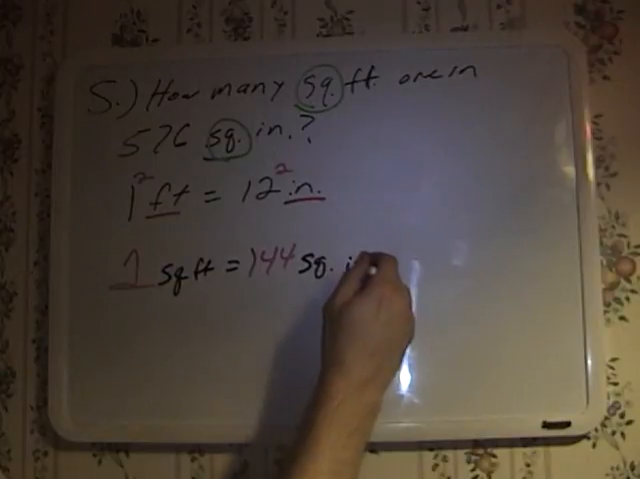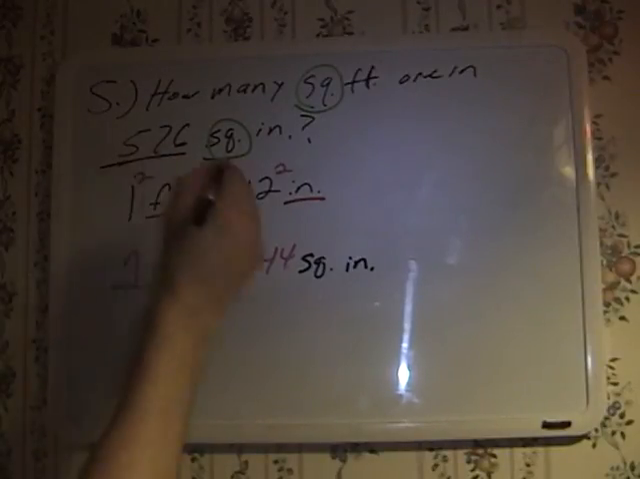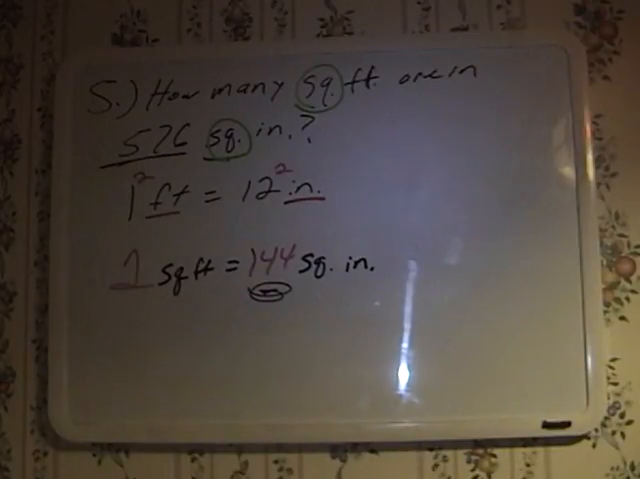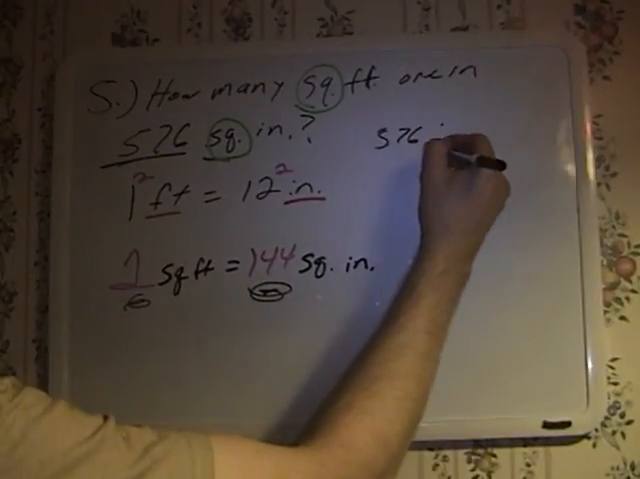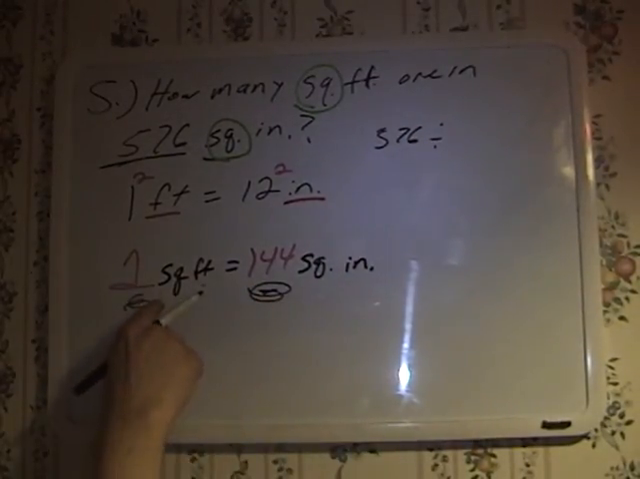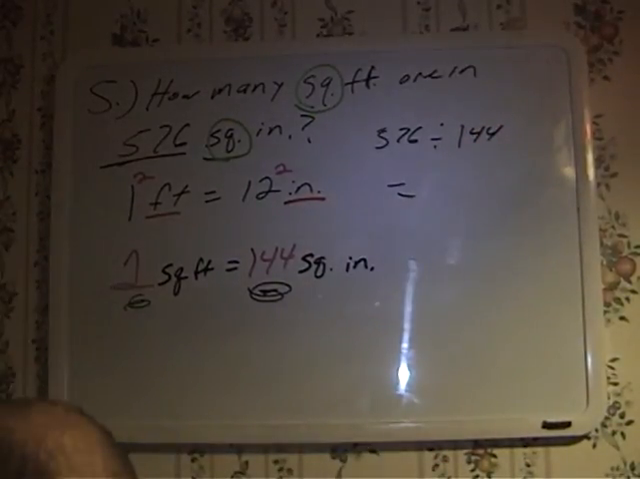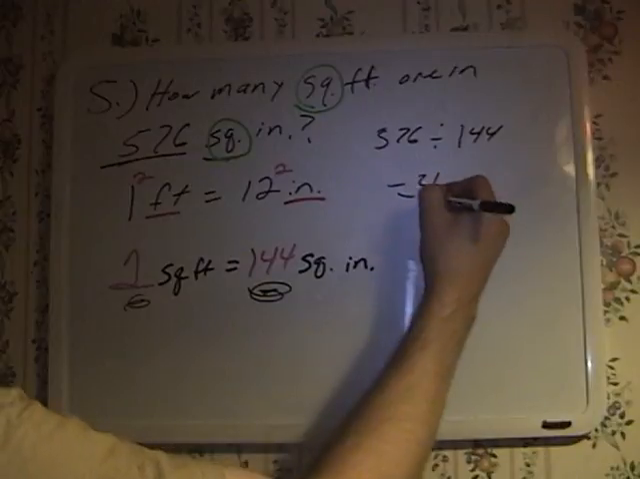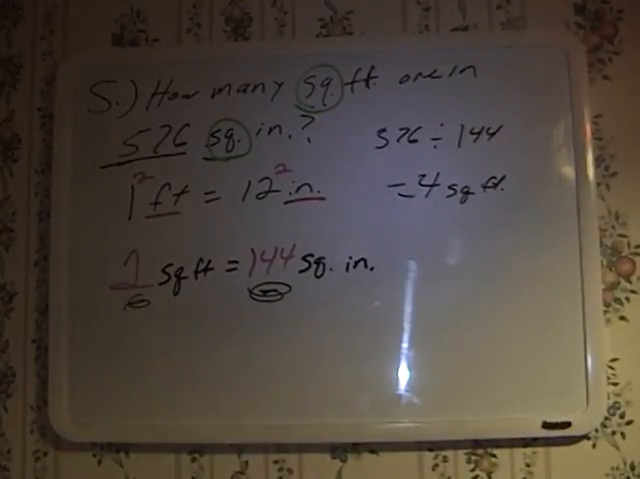So now we have to look up here and say, okay, we have 576 of these. And we want to know how many of these we have. What you do is you take 576, divide it by however many of these you have in one of these, which in this case is 144. I did the math earlier, and it gives you 4 square feet. Again, that's the trick to that problem. Alright, that was question number 5.